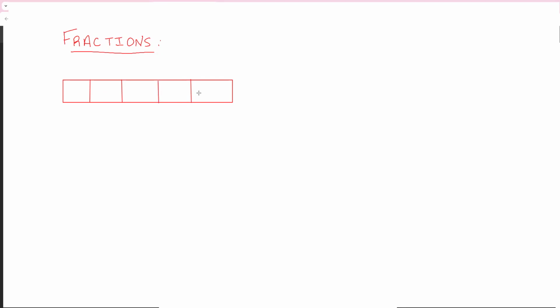1, 2, 3, 4, 5 parts. Now, let's pretend we ate 2 pieces, 2 equal pieces from these. So we have 2 out of the total of 5, so that will be our denominator. The number on top, we call the numerator. And the bottom number, we call the denominator.